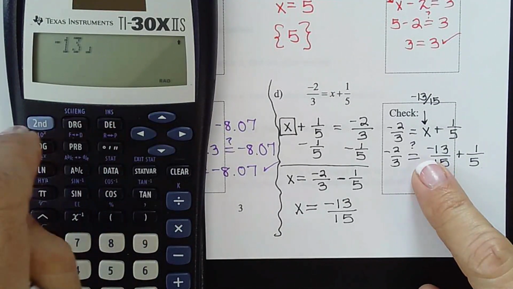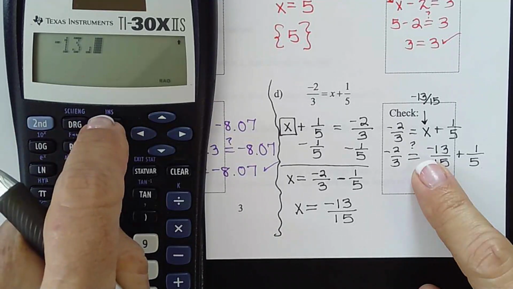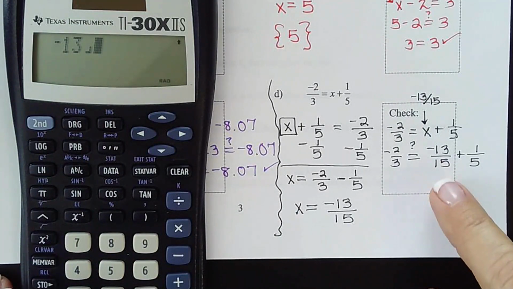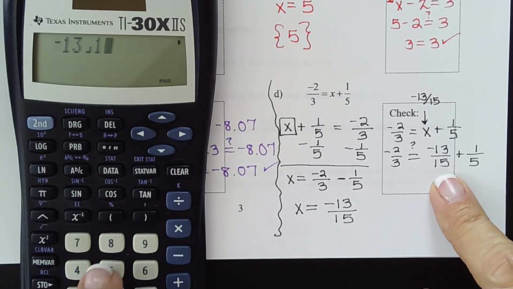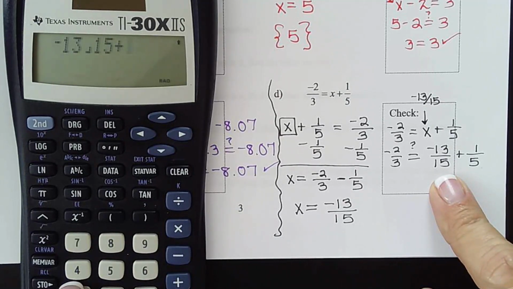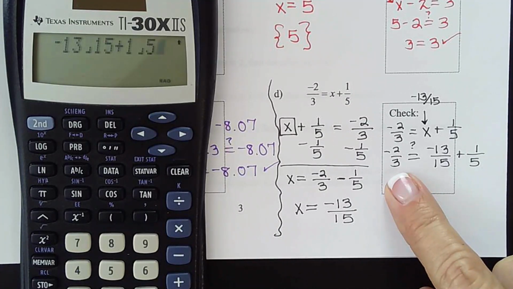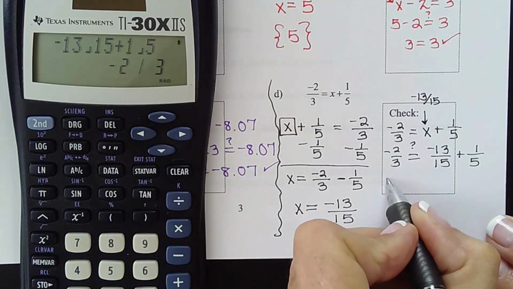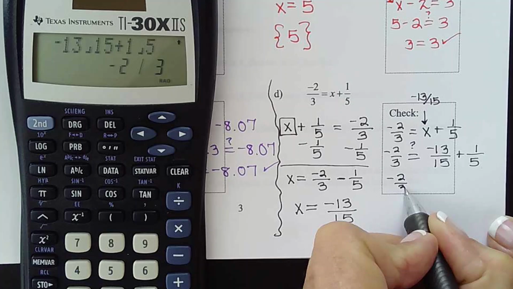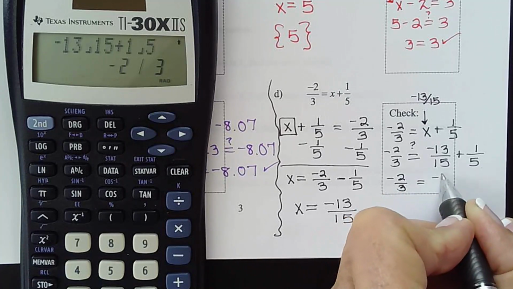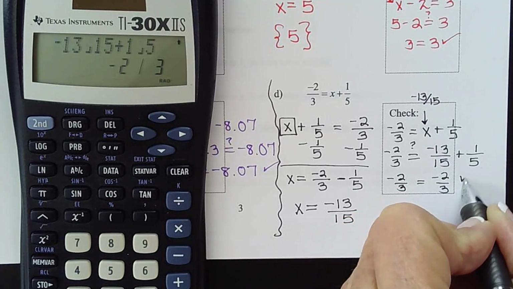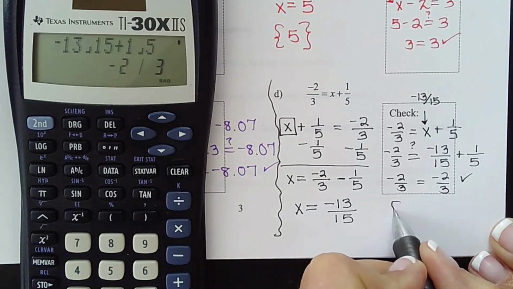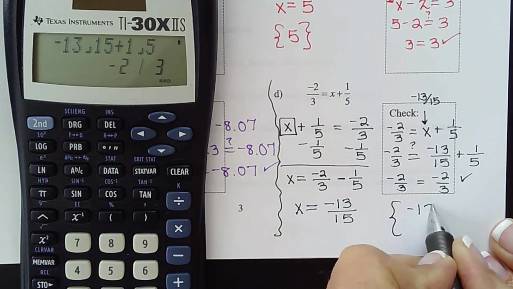So if you forgot a letter, you can do the same thing and do second insert and put a number in. So negative 13/15 plus 1 fraction bar 5. Cross my fingers. I need it to be negative 2/3. Yes! And it is. So negative 2/3 equals, on this side we got negative 2/3 on the calculator, which tells us negative 13/15 is our solution.